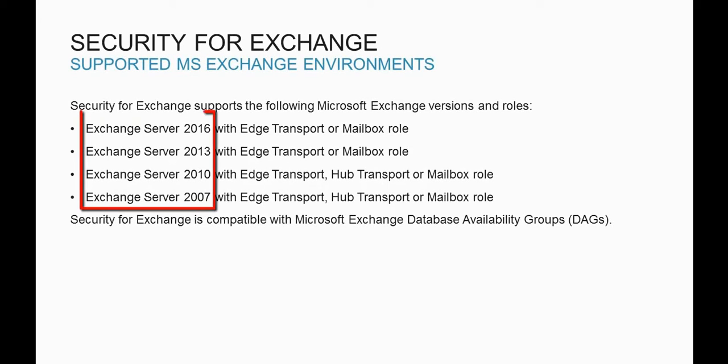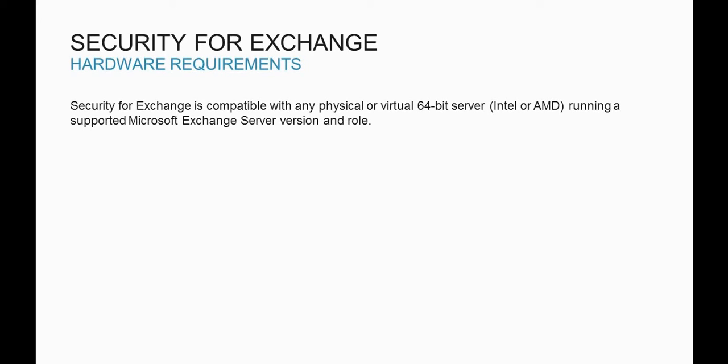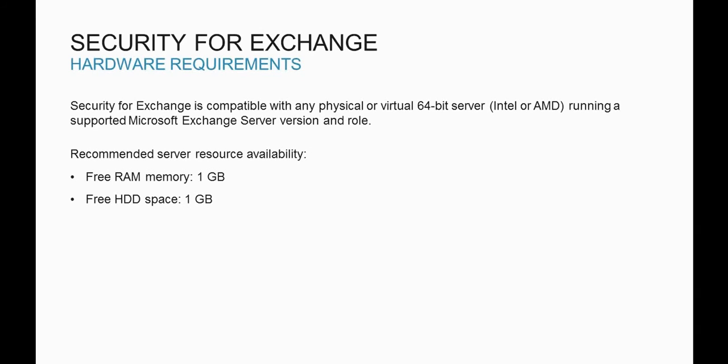Security for Exchange is compatible with Microsoft Exchange Server 2007, 2010, 2013, and 2016. It is compatible with any physical or virtual 64-bit server, Intel or AMD, running a supported Microsoft Exchange Server version and role. This slide lists the hardware requirements for installing Bitdefender Endpoint Security Tools on an Exchange server. For details regarding the Bitdefender Endpoint Security Tools system requirements, refer to Endpoint Protection, Supported Operating Systems chapter.